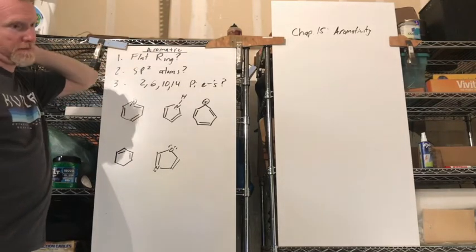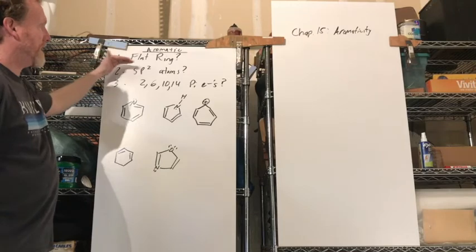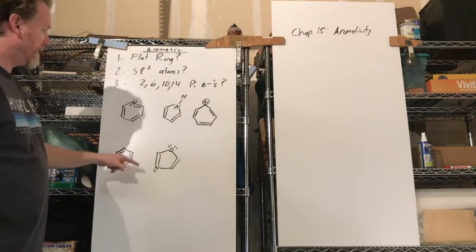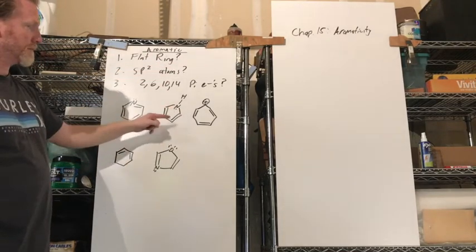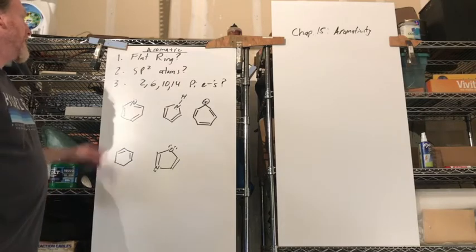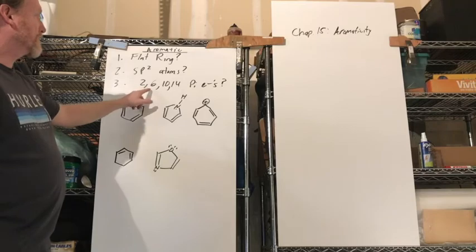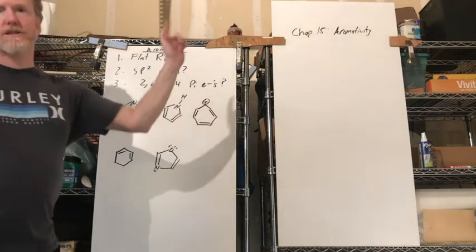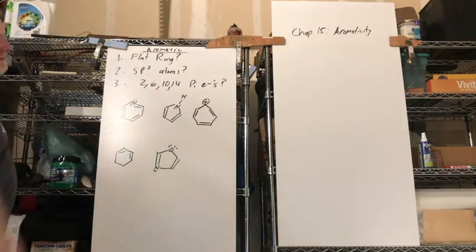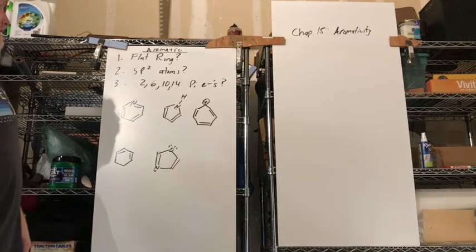So to be aromatic, you need to have a flat ring. If it's not flat, it can't be aromatic. It has to have sp2 atoms all the way around the ring, and they don't necessarily have to be carbon. They could be nitrogen, oxygen, we're going to see. And then you need to have a certain number of pi bonding electrons: 2, 6, 10, 14, 18, 22. So there's a series of particular numbers that will work. So let's go ahead and try this.